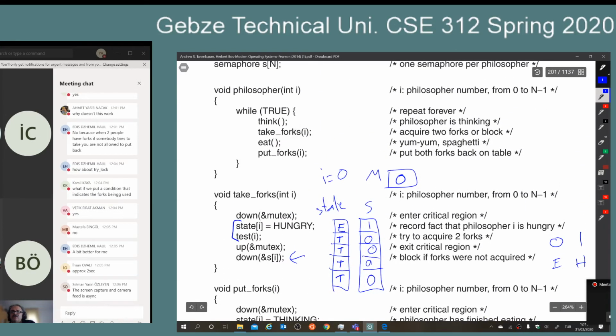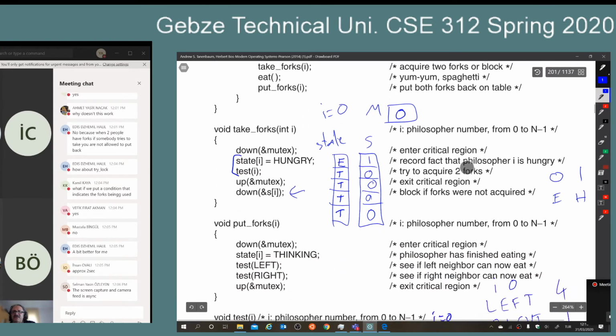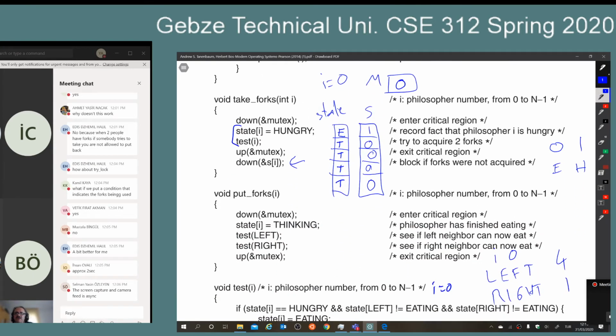Take forks, then eat. After I am done with the eating, I will put the forks. How does put forks work? Okay, down mutex.